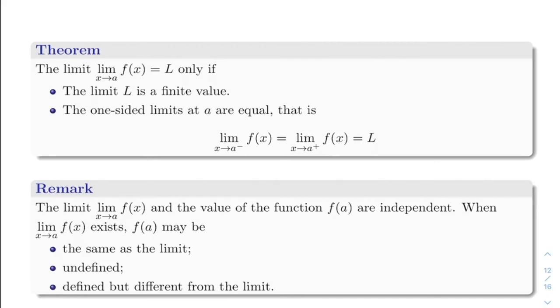One final comment to make is about the relation between the limit of a function and the value of the function at that same number. So the fact is that this might be different or equal. So we say that they're independent. That means that when the limit exists, the value of the function might be the same as the limit, the value of the function might be undefined, or the value of the function might be defined but different than the limit. So those three cases might happen, and we will see examples of those three cases.